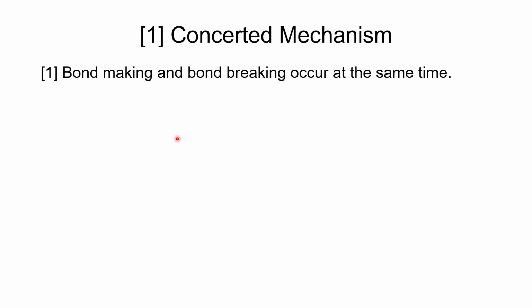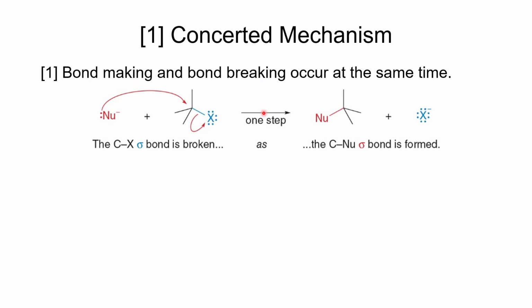So let's look at the concerted mechanism first. What happens if the bond is broken at the same time that the other bond is formed? So bond making and bond breaking occur at the same time. Well, that means we're going to make a new bond between the carbon and the nucleophile simultaneously as we break the bond between carbon and our leaving group. It's all one step. So it's a one-step mechanism.